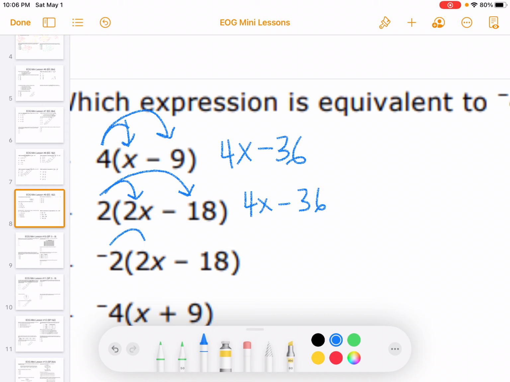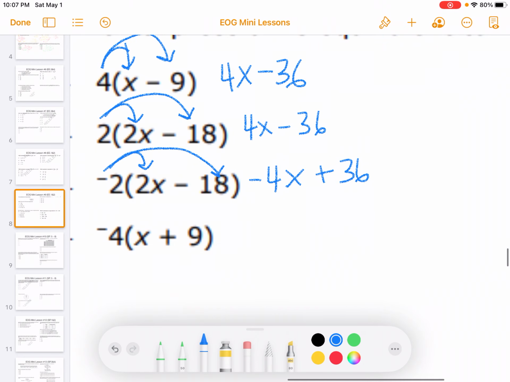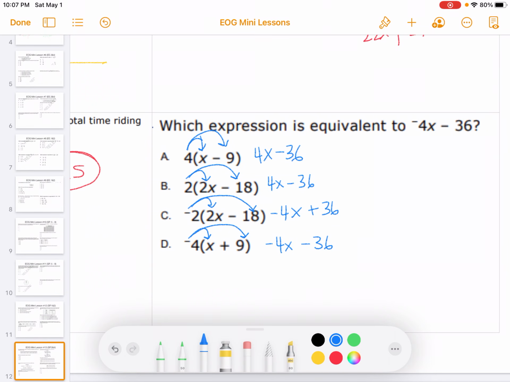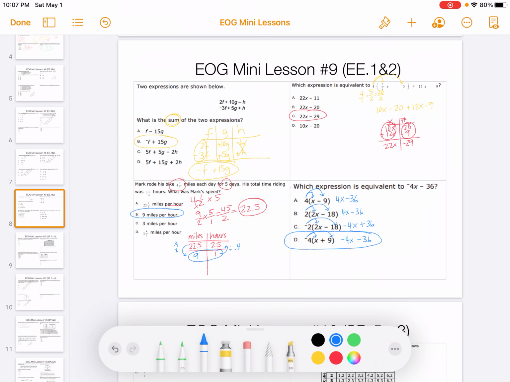Yep. Negative 2 times 2 is going to give me negative 4x. And then a negative times a negative is going to give me a positive 36. And then negative 4 times x is going to be negative 4x. And negative times a positive is going to be a negative 36. So I needed D. Because it's harder for me to pull out the factor than it is to distribute. That's why I chose to do it that way.